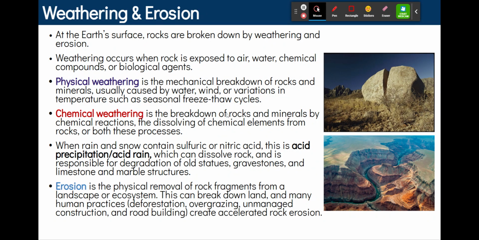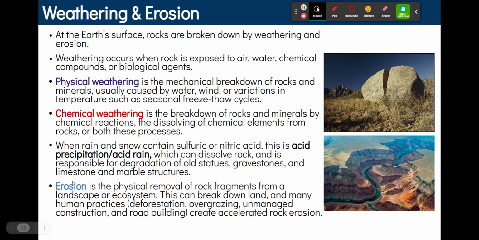Chemical weathering is the breakdown of rocks and minerals by chemical reactions, the dissolving of chemical elements from rocks, or both. When rain and snow contain sulfuric or nitric acid, this is acid precipitation or acid rain, which can dissolve rock and is responsible for degradation of old statues, gravestones, and limestone and marble structures. We have a whole unit on air pollution which talks about acid rain, so we'll go over this part more in depth later.